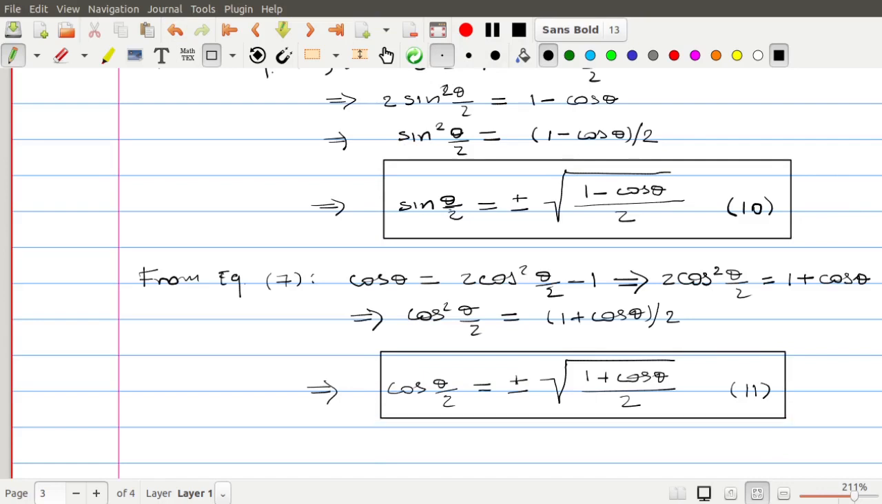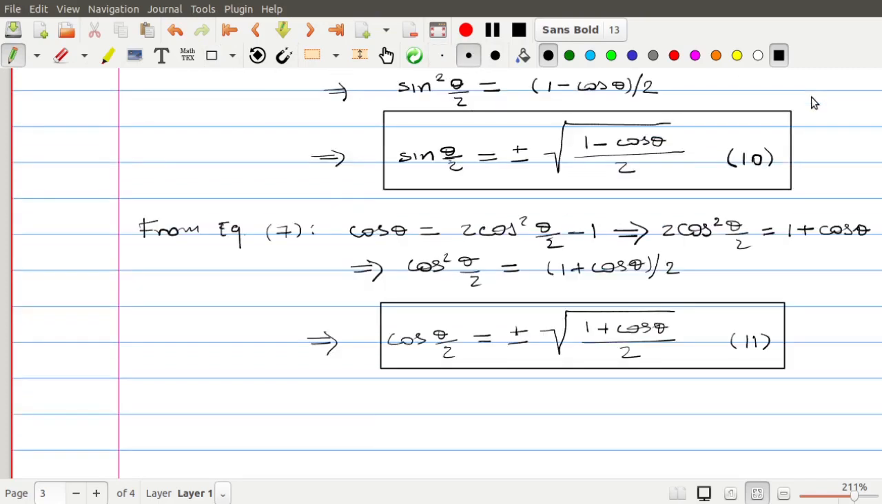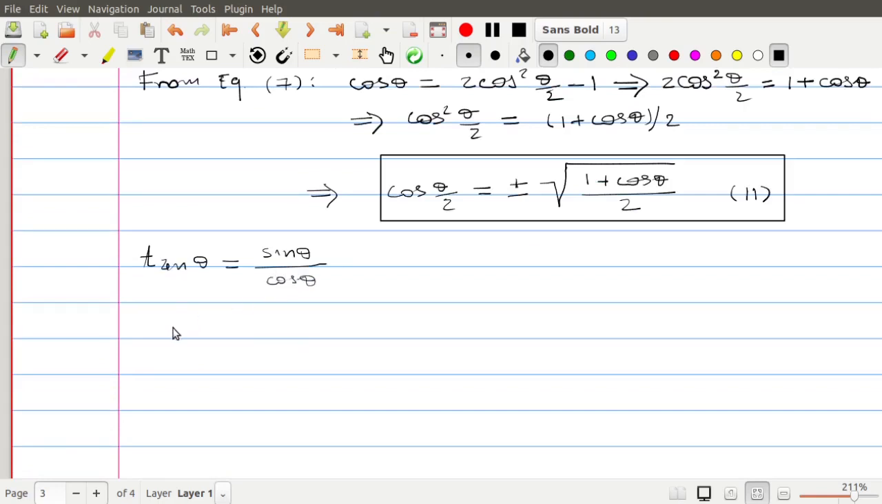So we also need the half angle for the tangent function, because I've been omitting the tangent function. So we know that, let's write a few properties or identities for the tangent. Since we know that the tangent of theta is equal to sine theta by cosine theta.